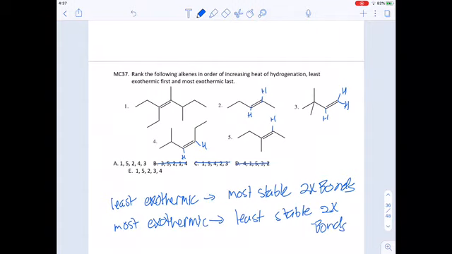And now 3 is going to be your least stable because it has 3 hydrogens on it, and it's the only one that has 3 hydrogens on it. So 3 is going to come last. With that in mind, A is going to be your answer.